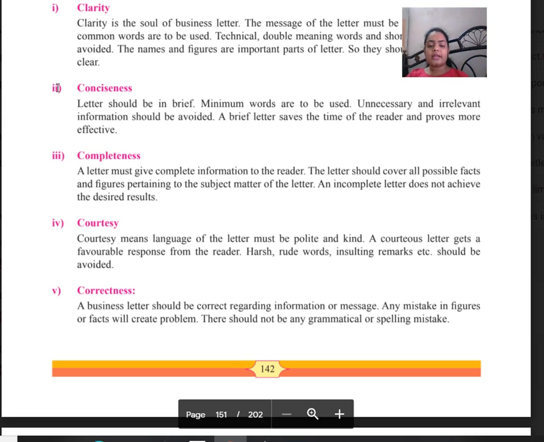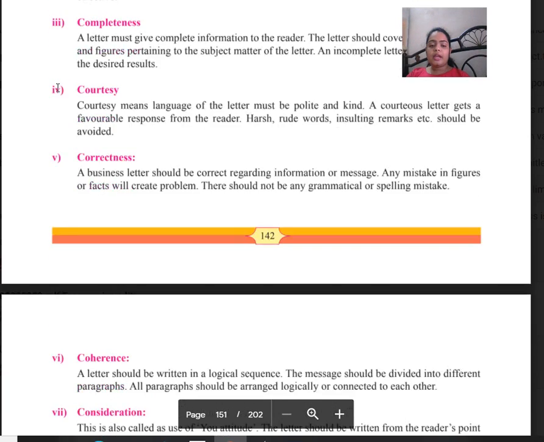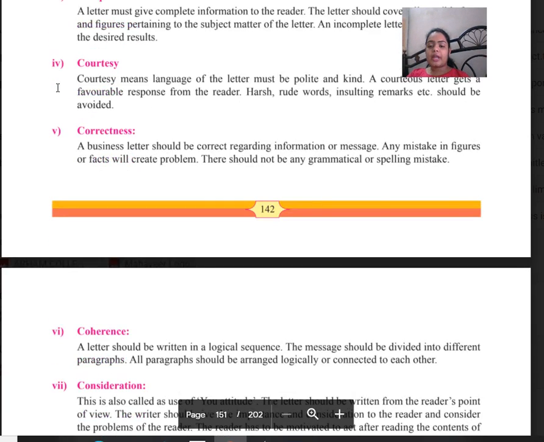A business letter should be correct regarding information or message. Any mistake in figures or facts will create problem. There should not be any grammatical or spelling mistake. So correctness, this is the basic rule of writing letters, that whatever figures and facts are written in the letter should be proper, and they should not create any problems, and there should be no grammatical or spelling mistakes in the letter.